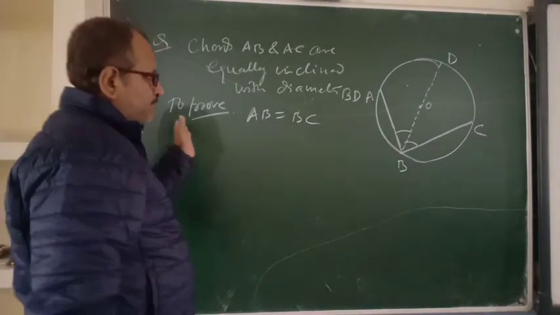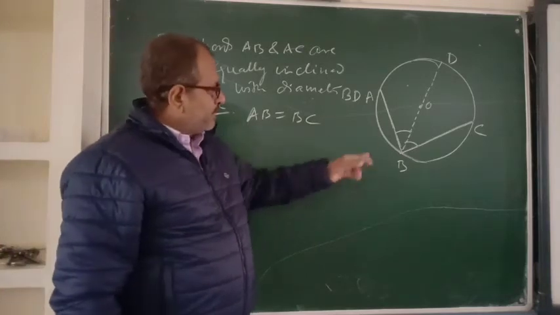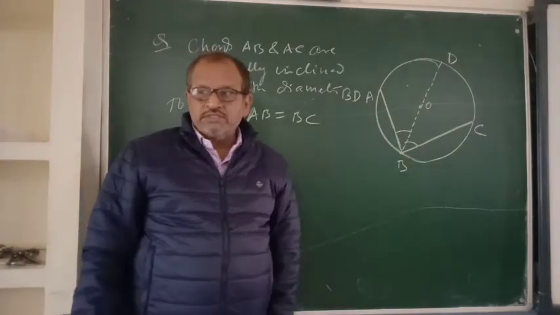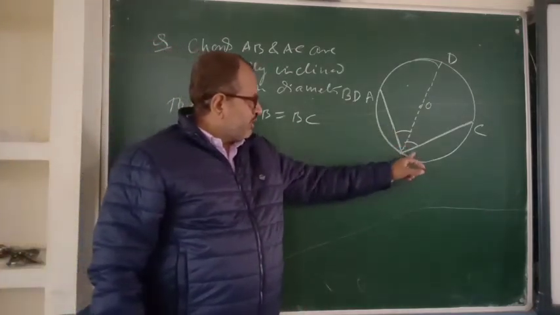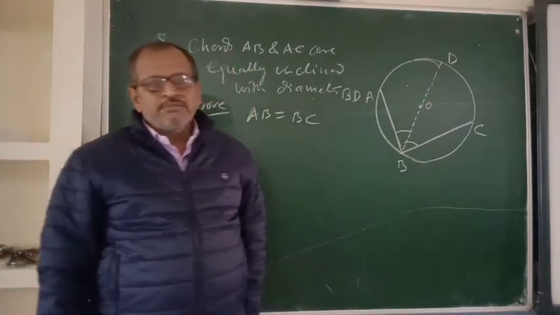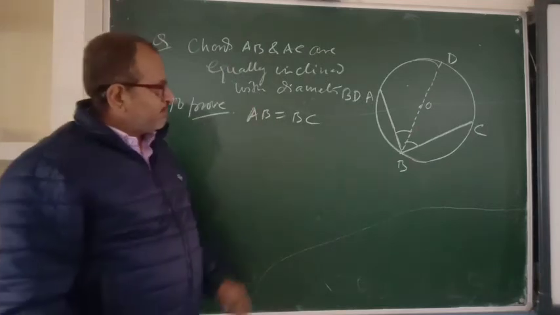See in this question, in this figure, AB and BC are two chords. BD is the diameter of the circle. It is given in the problem.